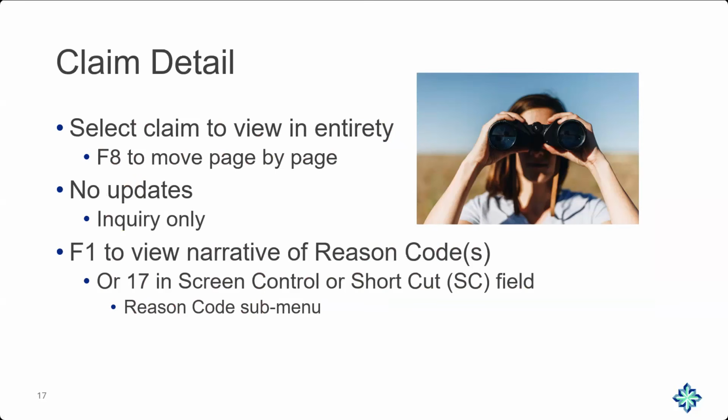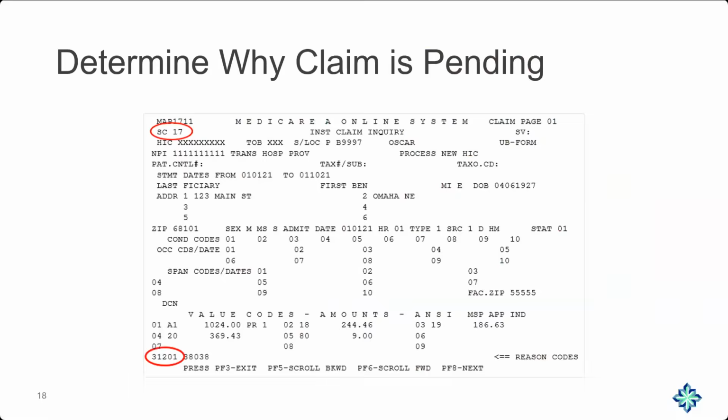From anywhere on the page, you can press F1 if it has a reason code, and F1 is considered our help key. And that's going to give you a chance to view a description of any of the reason codes that your claim might have. You can also jump to that same screen by placing a 17 in the screen control field and pressing enter. I actually have an example of what that looks like here on the next slide.